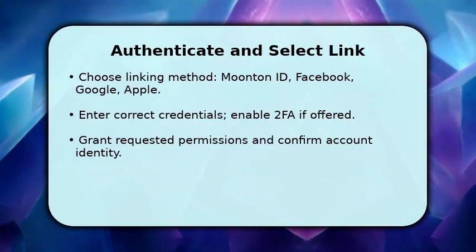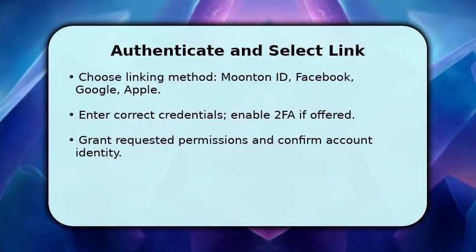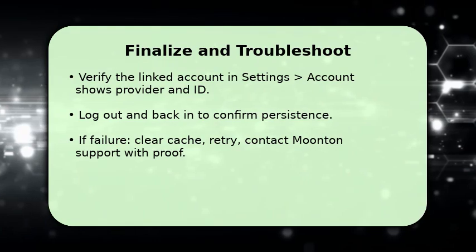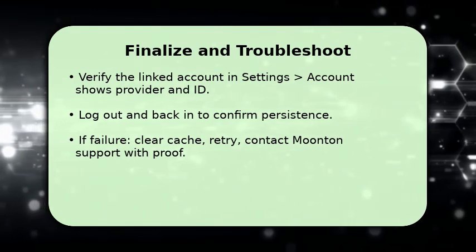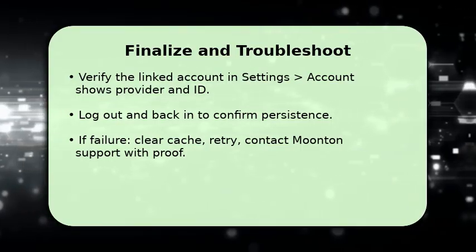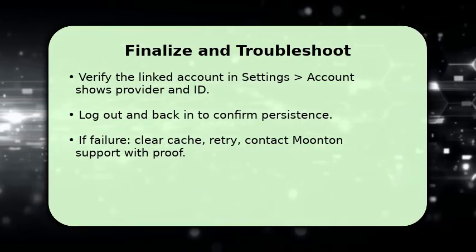After granting permissions, the app will ask you to confirm which in-game profile to bind. Choose the active profile and press Confirm to proceed. You finish by verifying the link. Go to Settings account and check that the provider name and ID are displayed. Once confirmed, log out and log back in to ensure the connection persists across sessions.